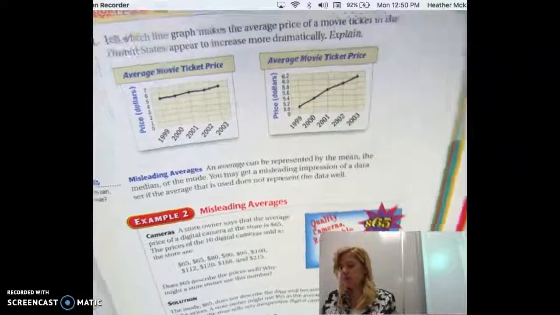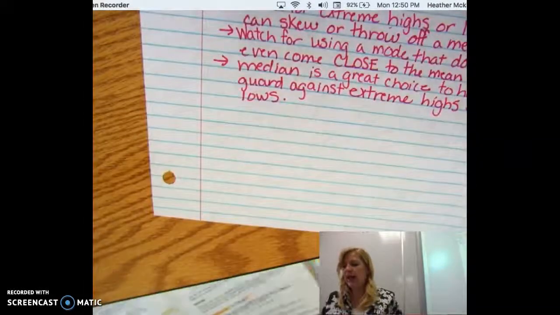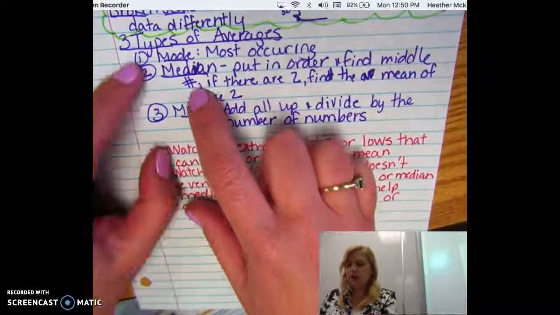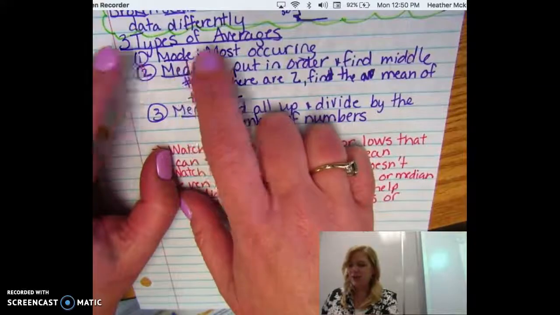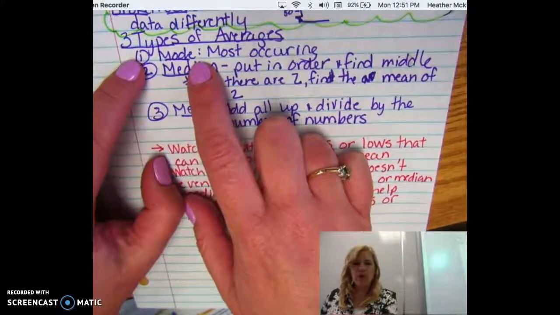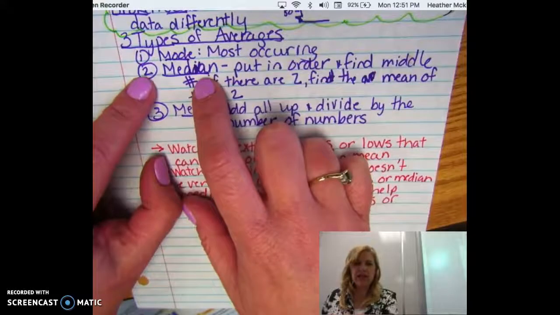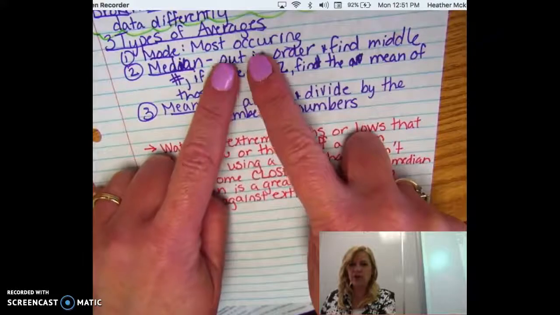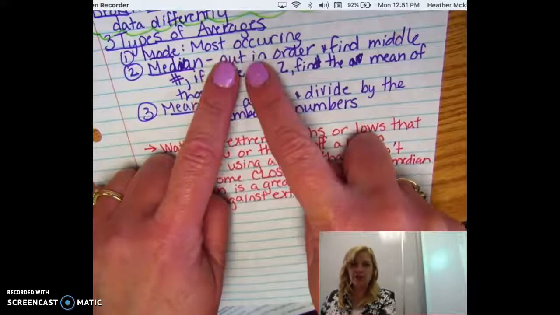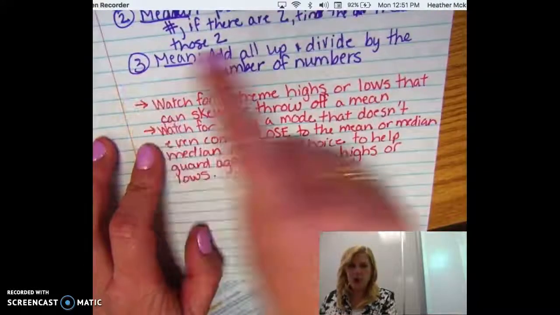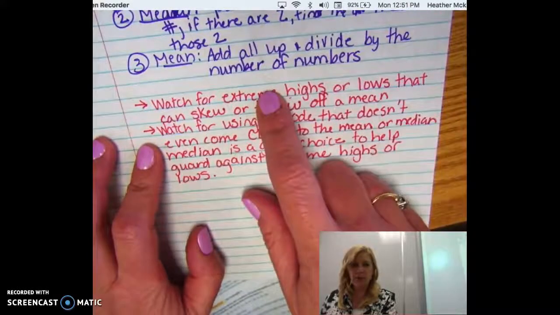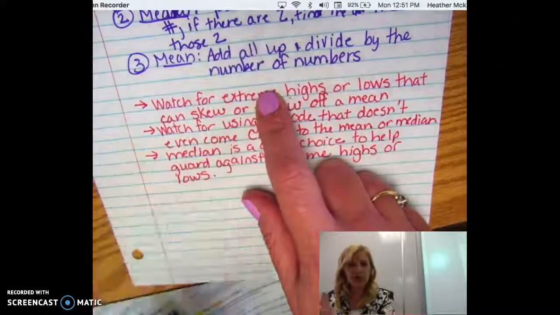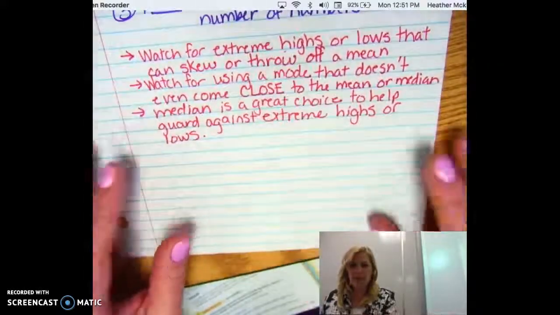So we're going to talk a little bit about misleading averages, and I've written down the types of averages again. There are three types of averages. There's the mode, the median, and the mean. The mode occurs most often. The median is that middle number, so you put them in order and then you go zoop to the middle, and if there are two in the middle, you average just those two. And the mean is you add up all those numbers and you divide by the number of numbers. So if there's 3 numbers, you add those 3 numbers up, divide it by 3. If there's 4 numbers, add those numbers up, divide it by 4.